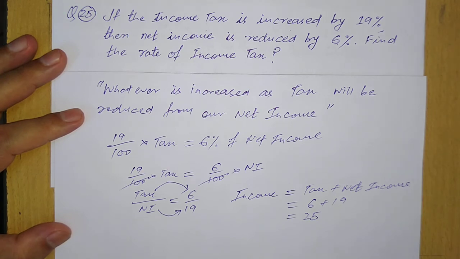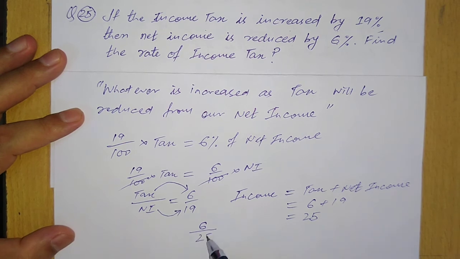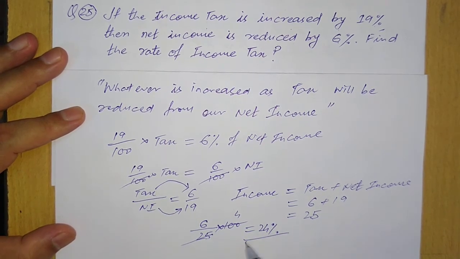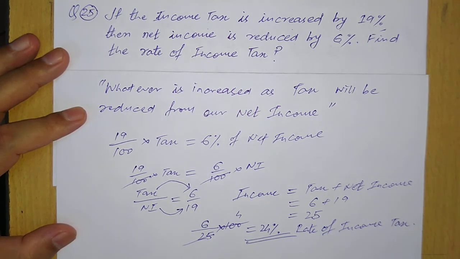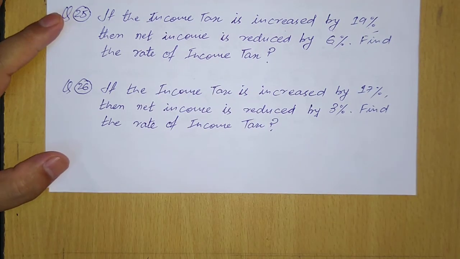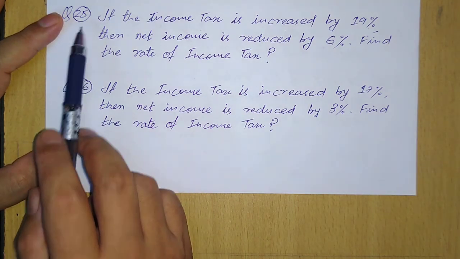Now in this question, find the rate of income tax. Our tax is 6. So the rate of income tax will be 6 upon income. Income is 25. So 6 by 25 into 100. 6 4s are 24%. So the rate of income tax is 24%. Question number 25 is similar to question number 20. Question number 26 is similar to question number 25.